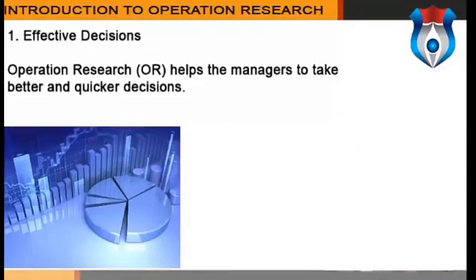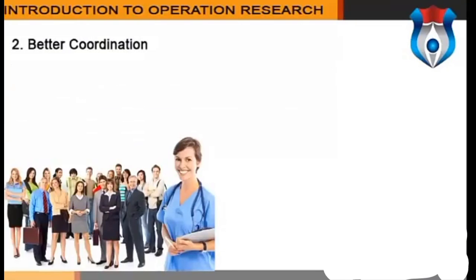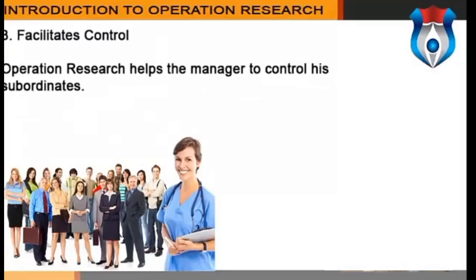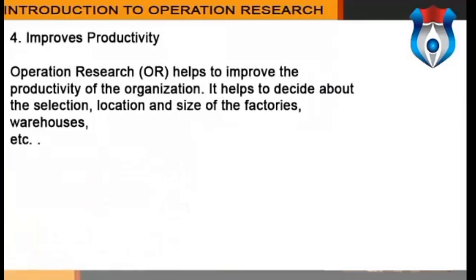Effective decisions. Operation research helps managers to take better and quicker decisions. Better coordination. Operation research helps to coordinate all the decisions of the organization. Facilitates control. Operation research helps the manager to control his subordinates. Improves productivity. Operation research helps to improve the productivity of the organization. It helps to decide about the selection, location and size of the factories, warehouses, etc.